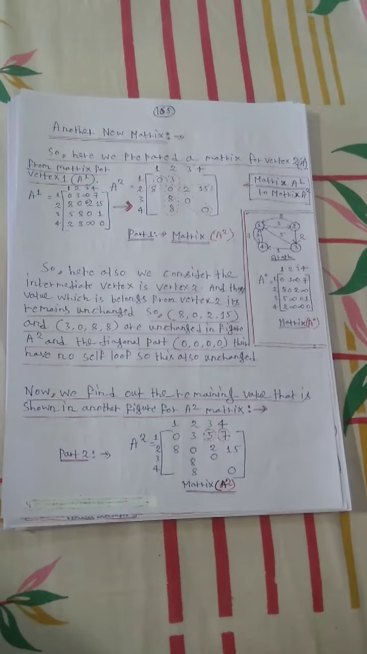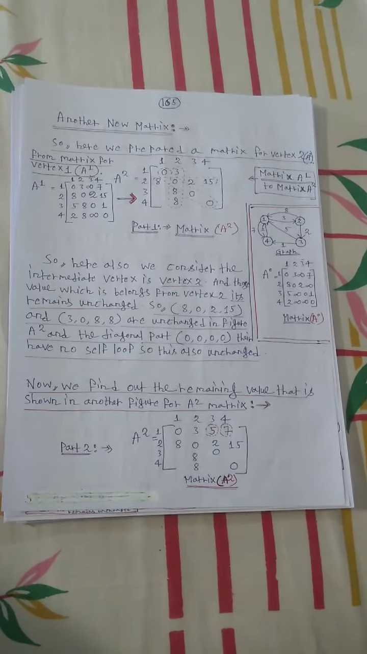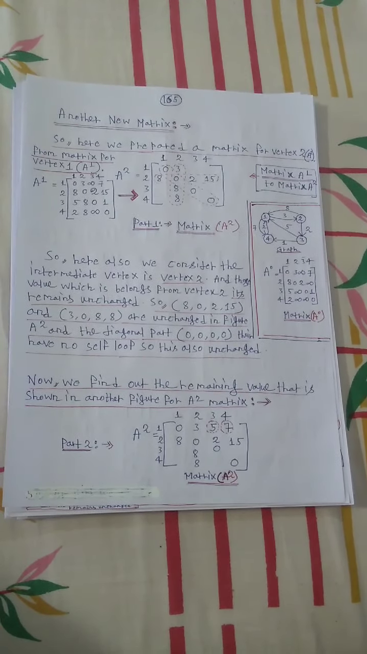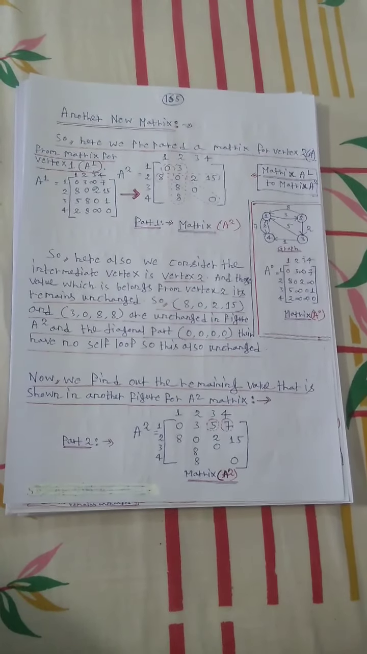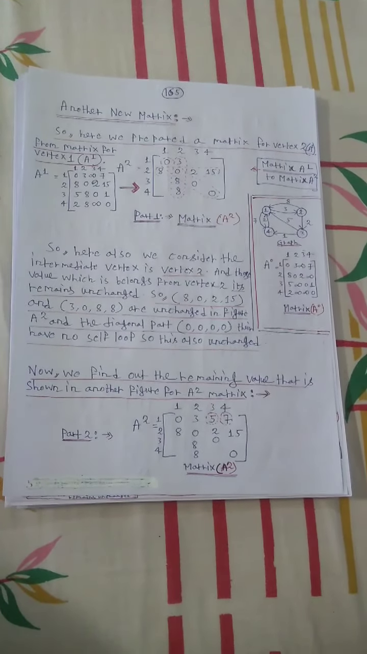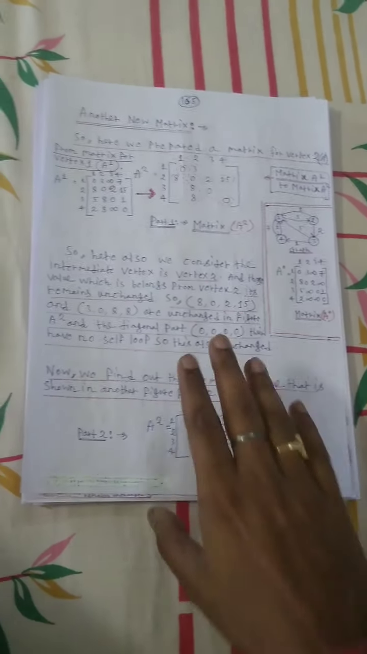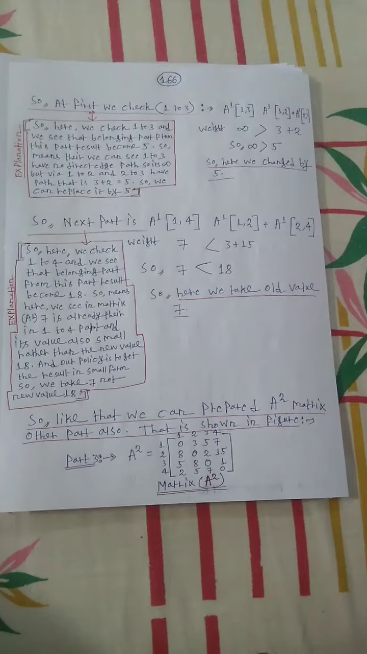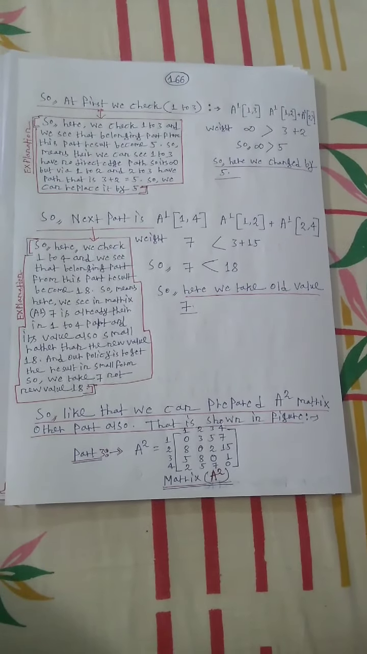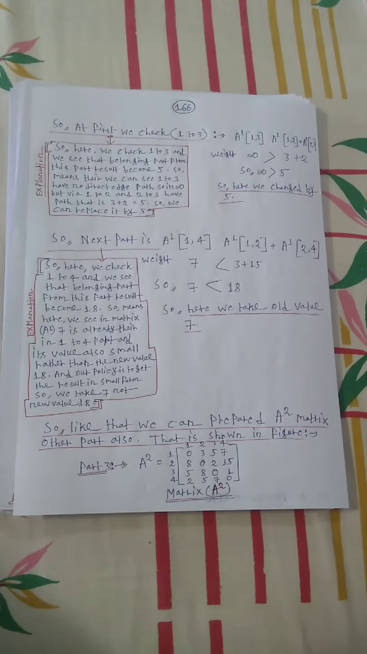Here also we considered the intermediate vertex as vertex 2, and the values belonging to vertex 2 remain unchanged. So 8 0 2 15 and 3 0 8 8 are unchanged in figure A2, and the diagonal part 0 0 0 has no self loop, so this is also unchanged. Now we find the remaining values shown in another figure for the A2 matrix. At first we check 1 to 3, and next we check 1 to 4. Like that we can prepare the A2 matrix. The other parts are also shown in the figure.